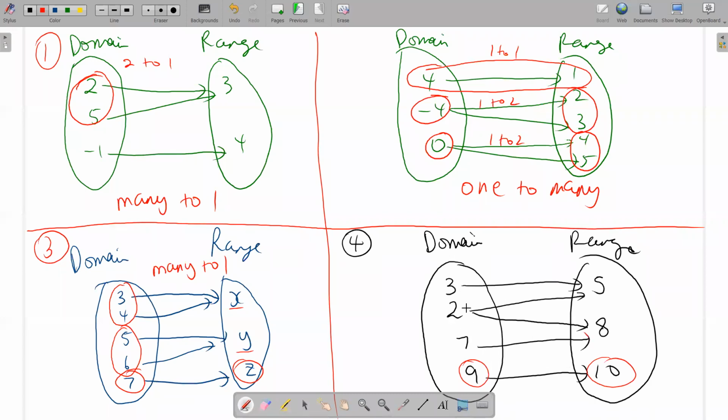Now look at the 3 and the 2. What happened to the 3 and the 2? They are mapping onto what? 5. The 5. So what kind of relation is this here now? A many to 1. A many to 1 because 2 into 1, right? 2 into 1. So we say this is a many to 1. Okay, good. We have a many to 1.